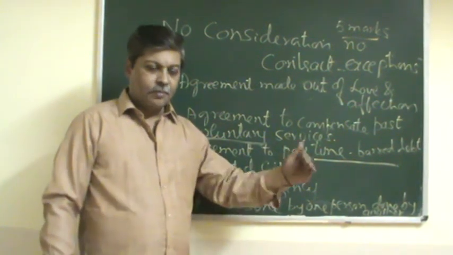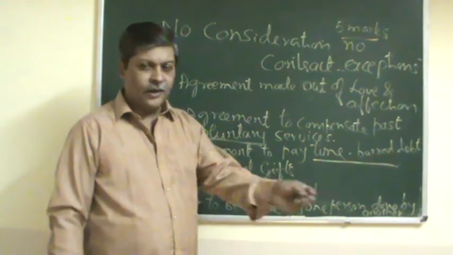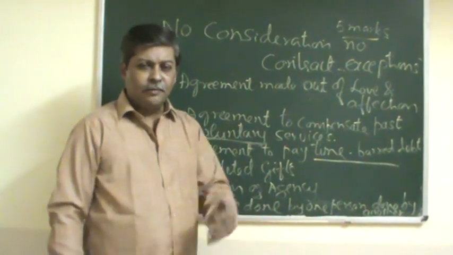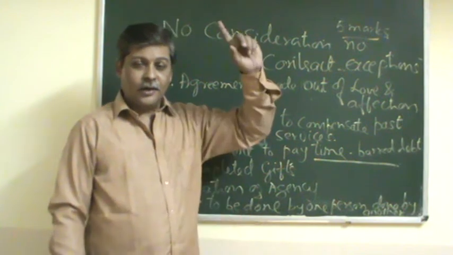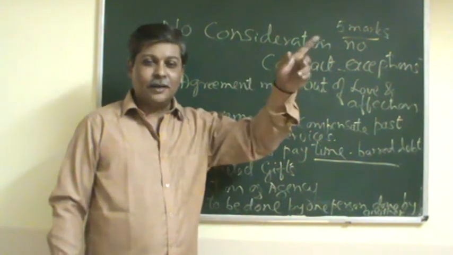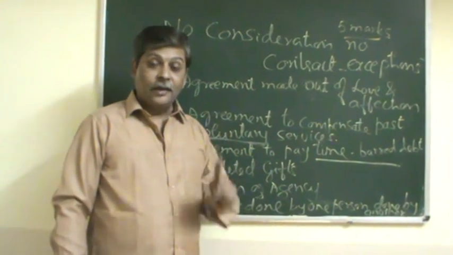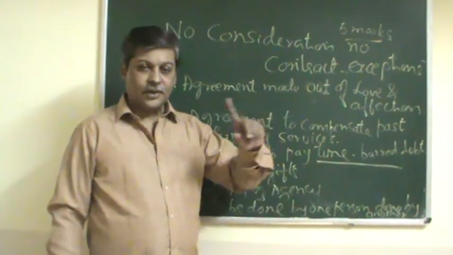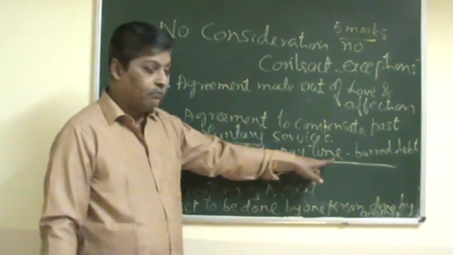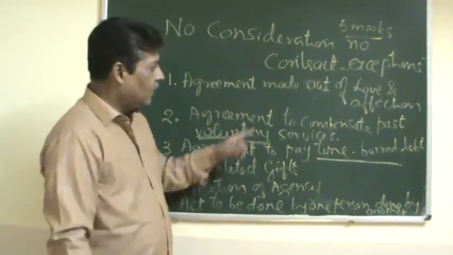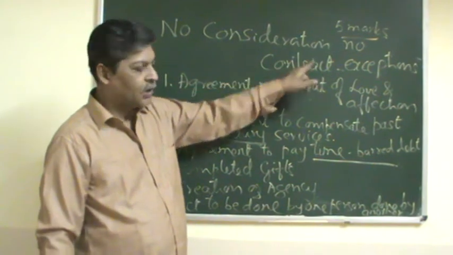Now see, that person has come voluntarily and he has said that I will pay. He will not be getting anything in return. Already he has got that money, but that is time barred. He can escape the liability, but he says that I will give it. Then it becomes a liability. Then the person can claim the time barred debt. This is an exception to no consideration, no contract.